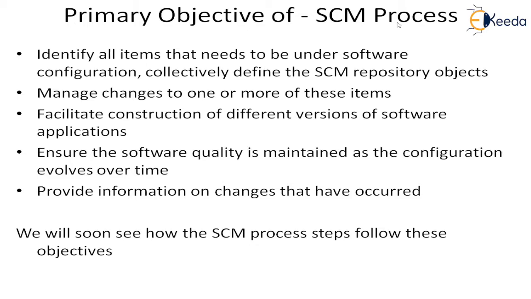So what is the primary objective of the SCM process? As we have seen in the previous lessons, we have discussed the basic concepts and the repository, and now we are coming to the process. So what is the objective of having the SCM process? Identify all items that need to be under software configuration, collectively defining the SCM repository objects. SCM will keep the repository of the objects which are identified separately as configurable items. This SCM process needs to identify those items which will go under the software configuration.